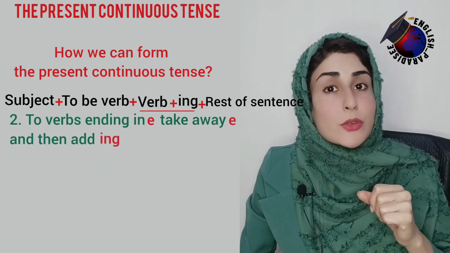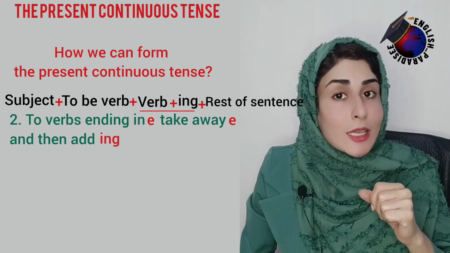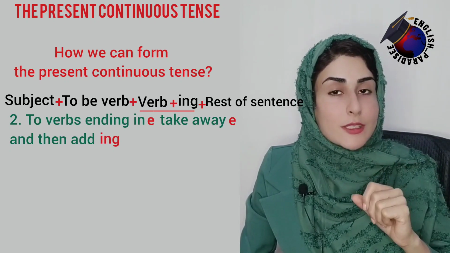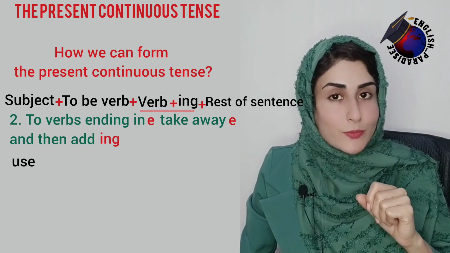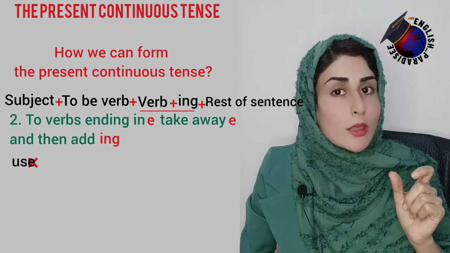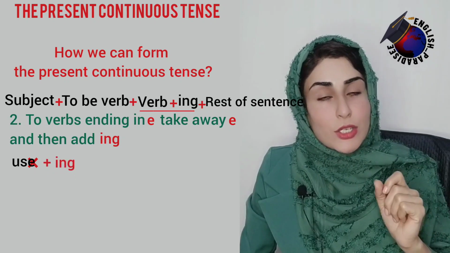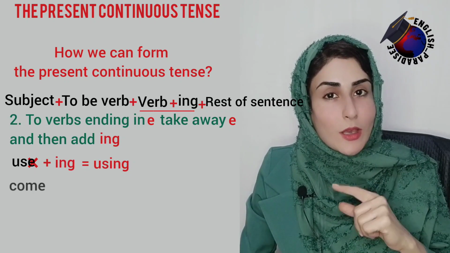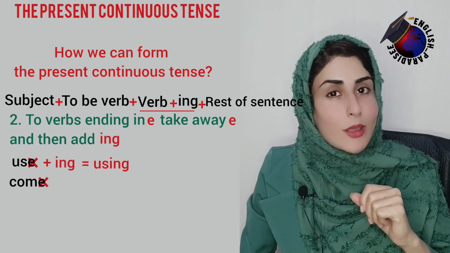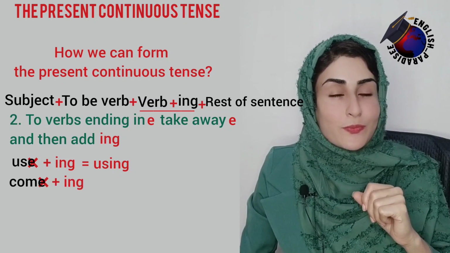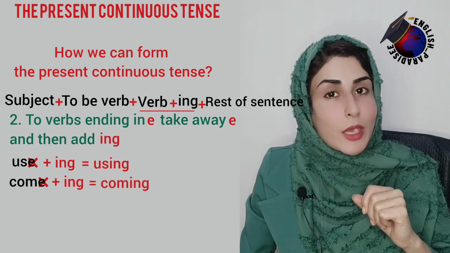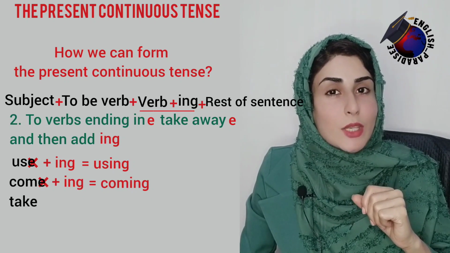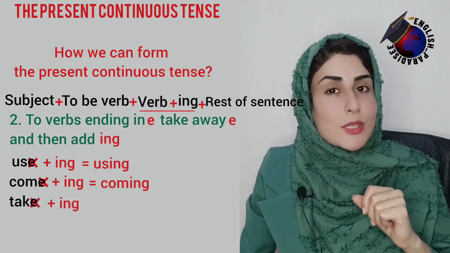But to verbs ending in E, we take away E and then add ing. For example, use. We take away the E and then add ing. It becomes using. Come. Take away the E and then add ing. It becomes coming. Take. It becomes taking.